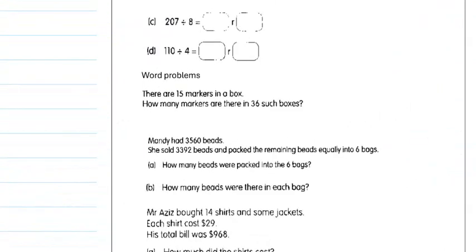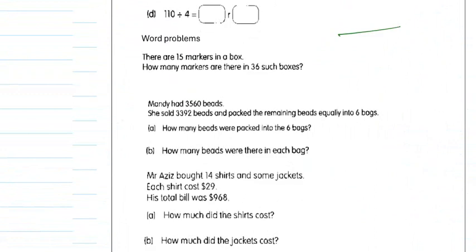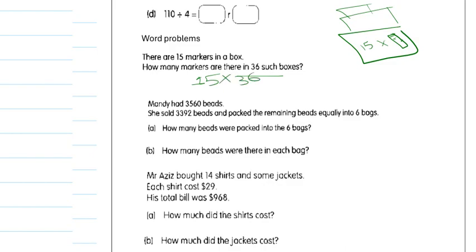Word problems. There are 15 markers in a box. How many markers are there in 36 of such boxes? We have 36 boxes. Each box has 15. You have to multiply 15 times 36. Use any method to multiply 15 times 36.